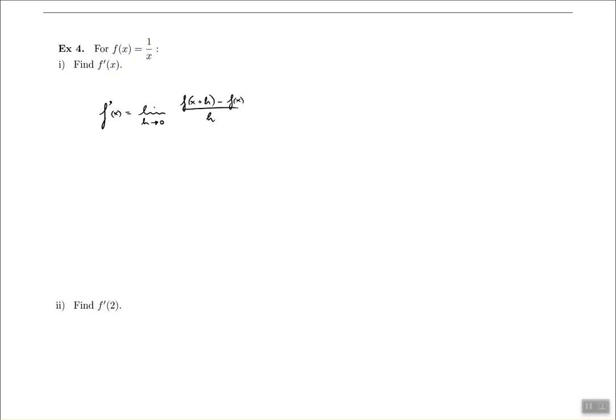In example 4, the function is 1 over x, and it asks again for the f prime, meaning the derivative. So again, the derivative is the limit of the difference quotient. Now, we did this problem on a previous page. As a matter of fact, this is example 6 on page 40 of the notes that you just worked on.